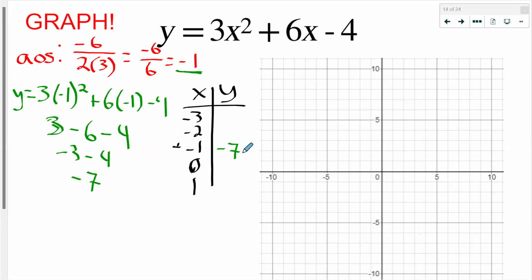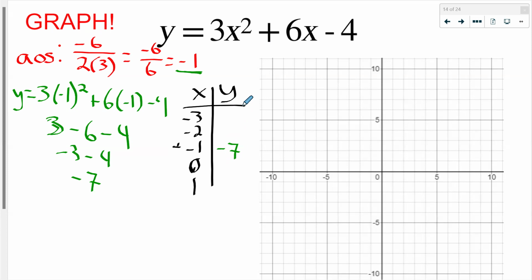What's beautiful about these, I mentioned before, is that parabolas are symmetrical. So what happens on one side happens on the other side. The values that are down here are going to be the same values that are up here. So it looks like we have to plug in a lot of numbers. Well, we don't really have to.